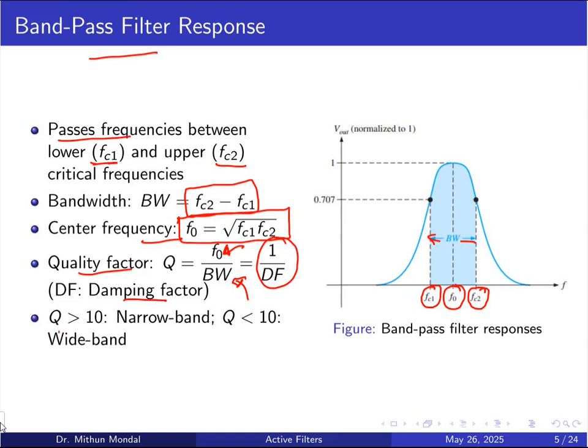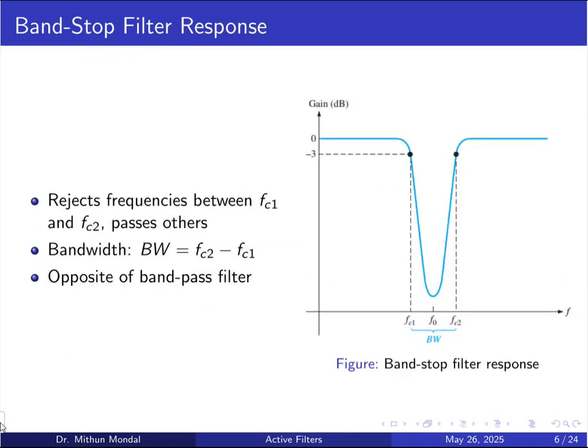So if the quality factor is greater than 10, we can say that it is a narrow band, and if the quality factor is less than 10, we can say that it is wide band. So determining the quality factor is important to understand the frequency response, whether the Q value is greater than 10 or less than 10.